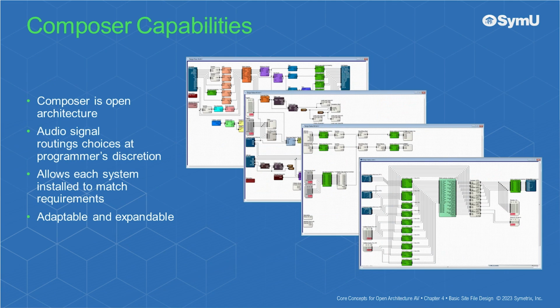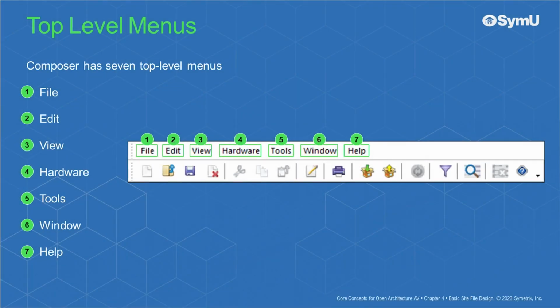Composer is open architecture, meaning that choices of audio signal routings, DSP modules, and control signal processing are at the sole discretion of the programmer. This allows each system installed to perfectly match the requirements, as well as adapt and expand as the system evolves or functional needs change. In Composer, there are 7 top-level menus: File, Edit, View, Hardware, Tools, Window, and Help.